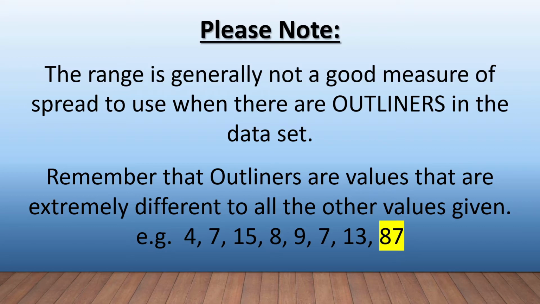However, this is important. The range is generally not a good measure of spread to use when there are outliers. Remember that term, outliers in the data set, because outliers are values that are extremely different to all the other values given. Okay, so here you see our data set again, and then this is our outlier, 87. You can see it's completely different to the others.